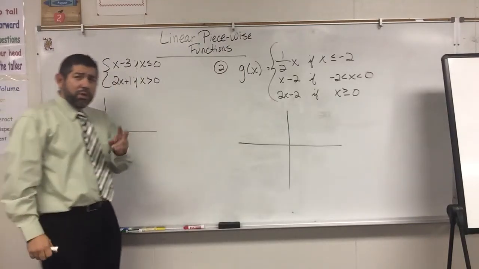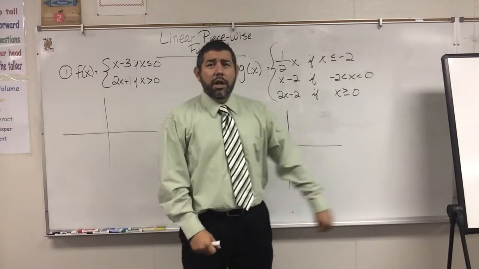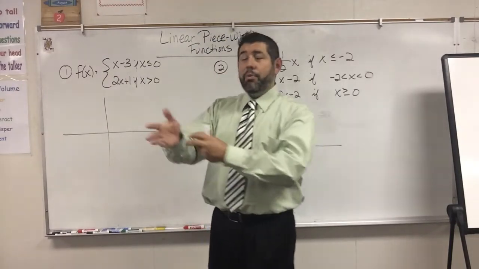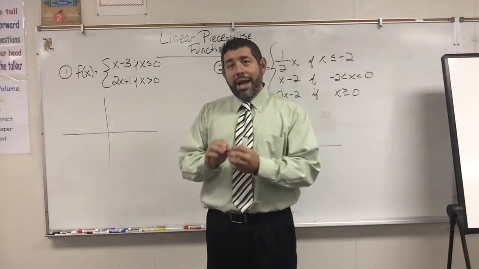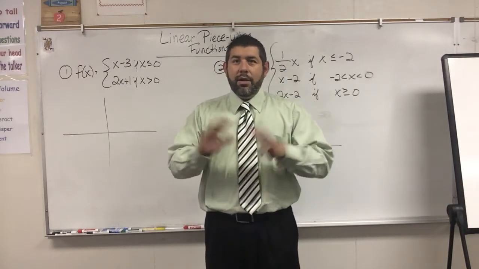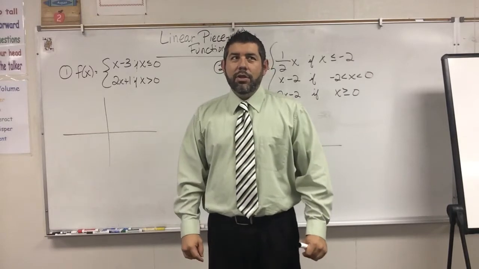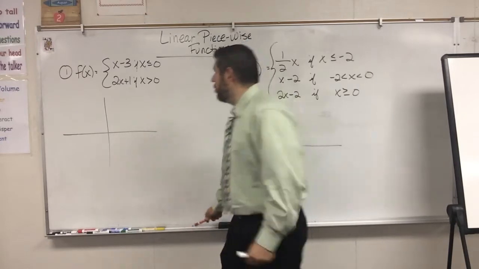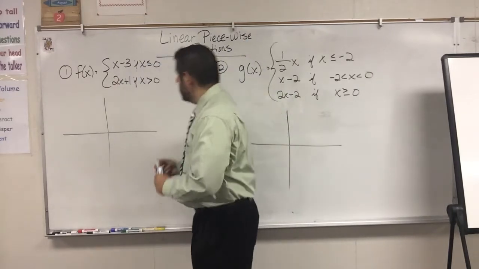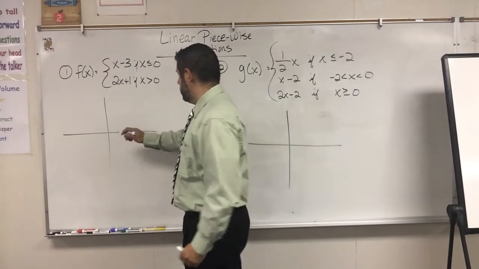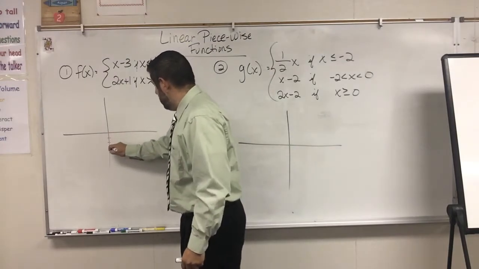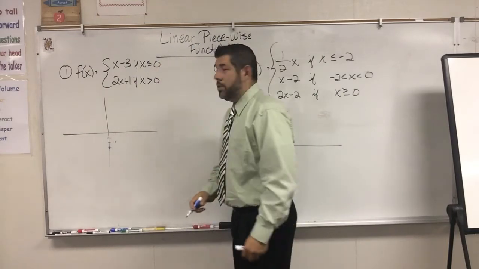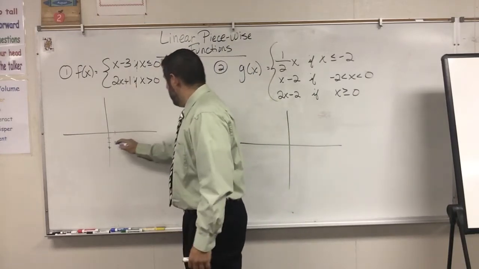There are two ways to do this. You can either plug in a point and find out what that line looks like from that point on, or you can graph the entire thing and then erase the part you don't want. Let's look at the second way. I'm going to graph x minus 3. I'm going to start at negative 3, and then I'm going to go up 1 and over 1, and then graph that line.